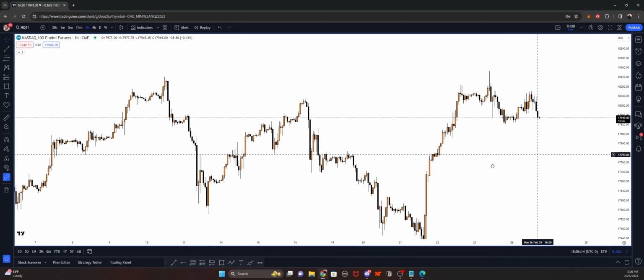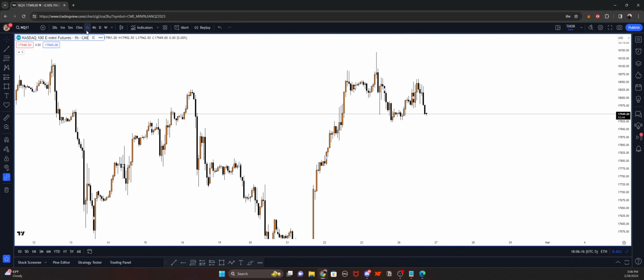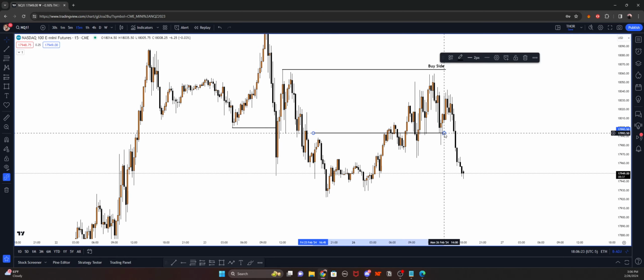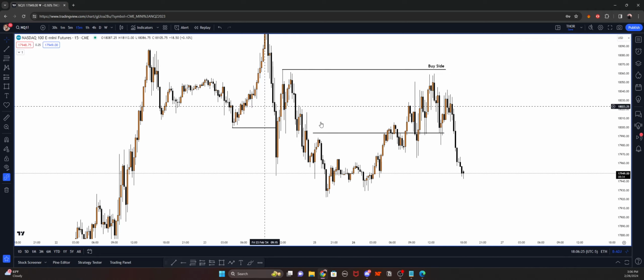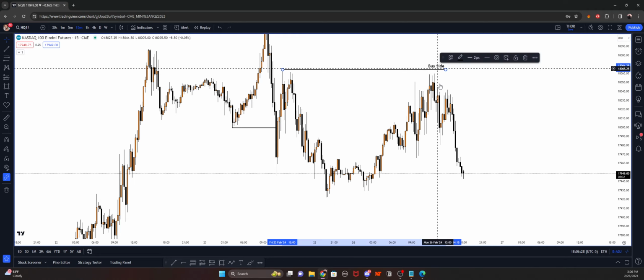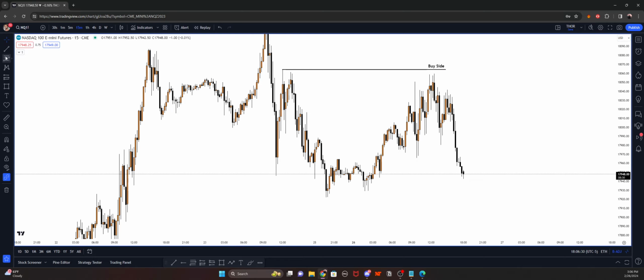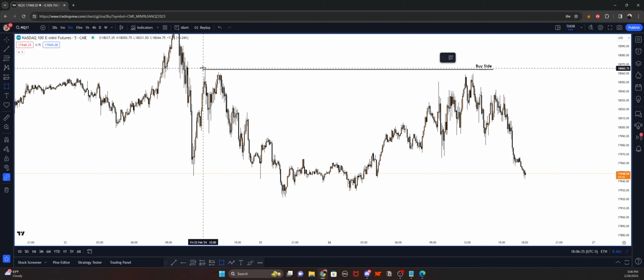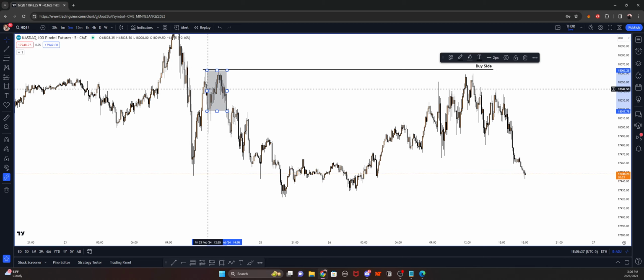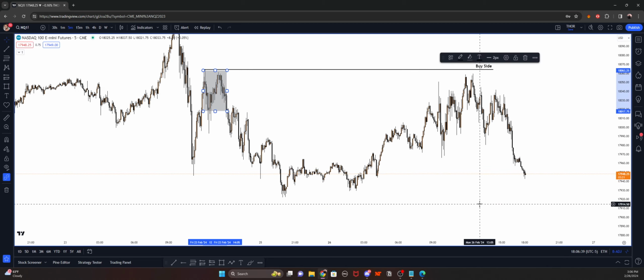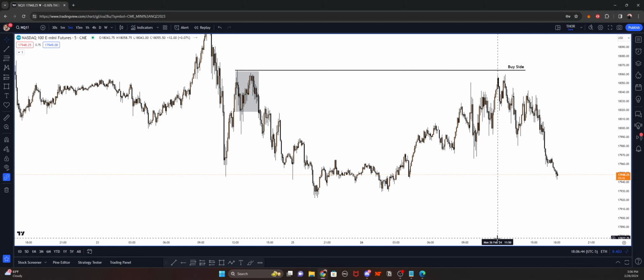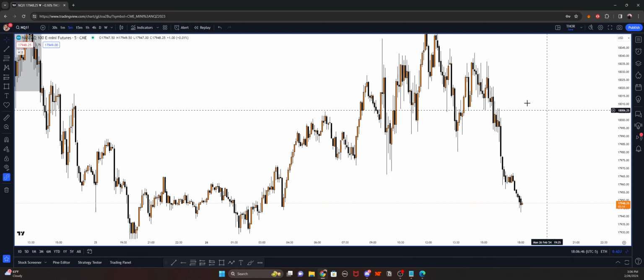So, one more thing I'll show you guys from today before I move back to the presentation. This is about power of three on an individual candle basis. As mentioned earlier, the drawn liquidity, the anticipation, was the high at 18,064.